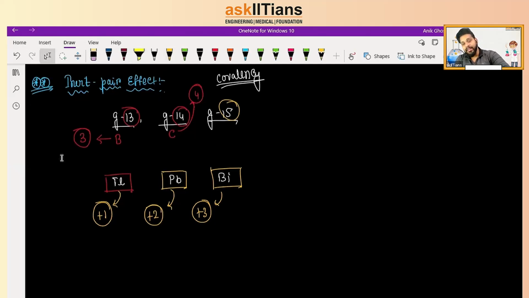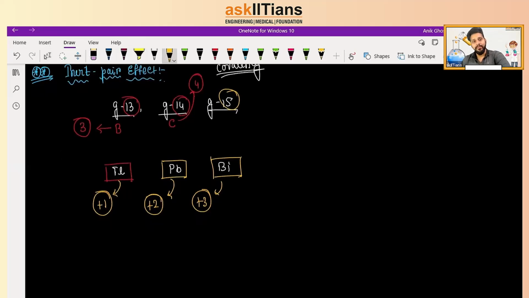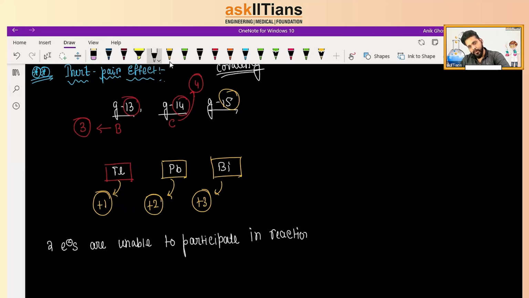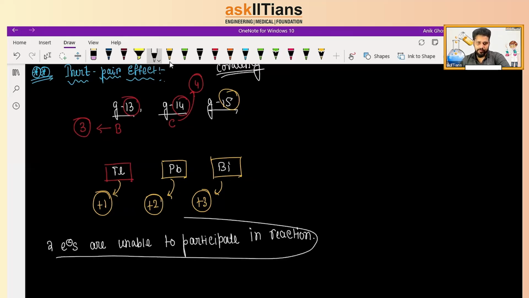Now, understanding that, we can say two electrons are unable to participate in a reaction. Two electrons are unable to participate in the reaction. Now, this particular thing is known as IPE, inert pair effect. These two electrons, they are called the inert pair.